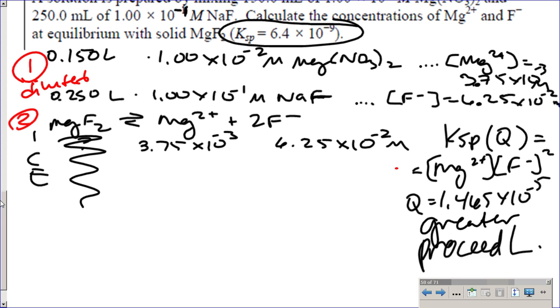Third step, on Q, to just determine if it's proceeding left or proceeding right. Now I need to finish up my ICE box. What do I do?